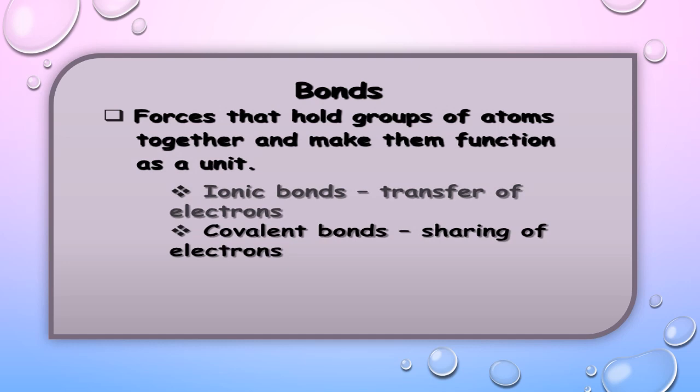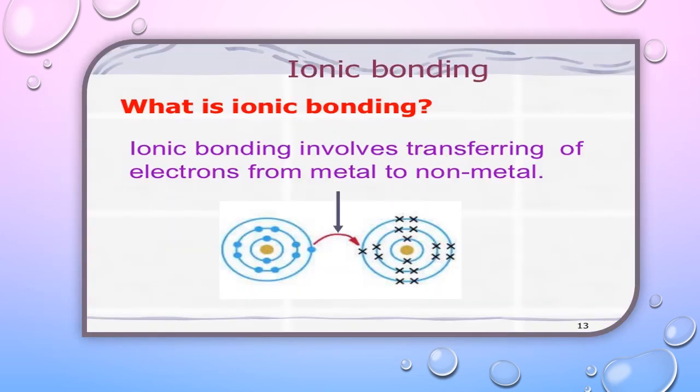Ionic bonds are formed by the transfer of electrons from one atom to another, whereas covalent bonds are formed by the sharing of electrons between the two atoms. Now let's start our topic, that is ionic bond.